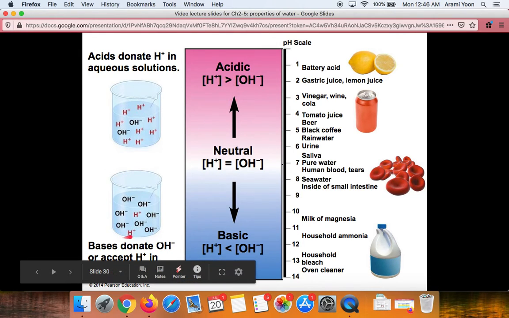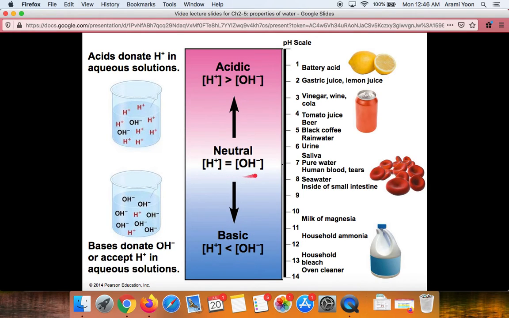Contrast that over here with this beaker, where you have a low concentration of hydrogen ions compared to hydroxide ions. And we call that a base. A base is a solution, an aqueous solution, where the hydrogen ion concentration is less than the hydroxide ion concentration.